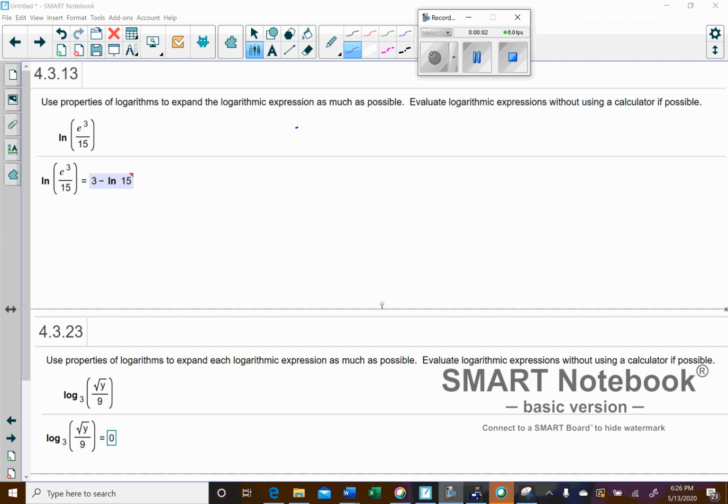Okay, so looking at this one, what we're doing here is we're just expanding it and then seeing if we can simplify. So the property, basically the quotient rule that we're going to do here, is you can split this into the natural log of e to the power of 3, and this can be subtraction because of the quotient, and this can be natural log of 15.